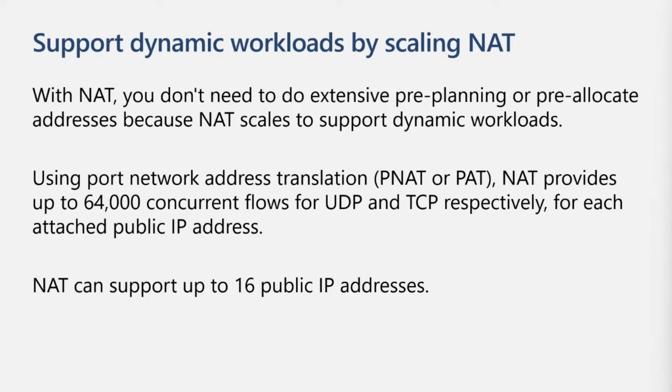You can also use port network address translation. This is abbreviated as PNAT or PAT, and NAT provides up to 64,000 concurrent flows for UDP and TCP respectively for each of the attached public IP addresses. Another limit that I do want to note here is that NAT can support up to 16 public IP addresses. So those are some data points or limits that you want to keep in mind when you're thinking about scaling network address translation.